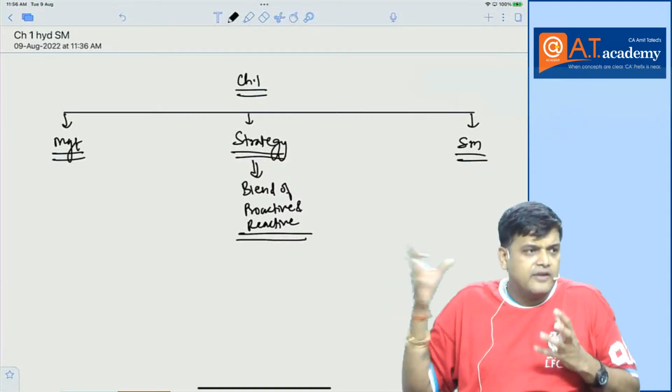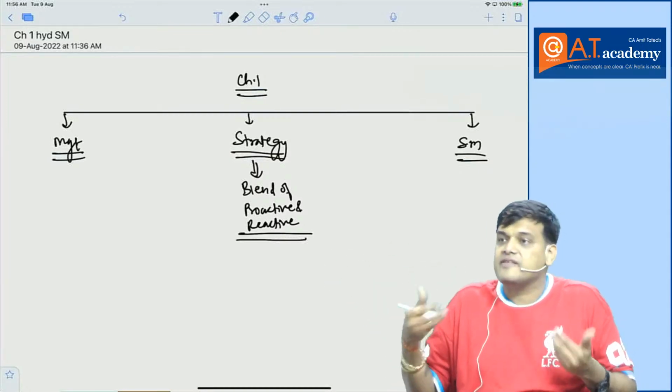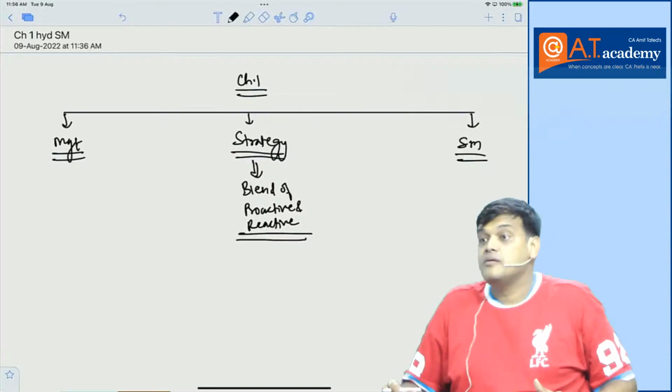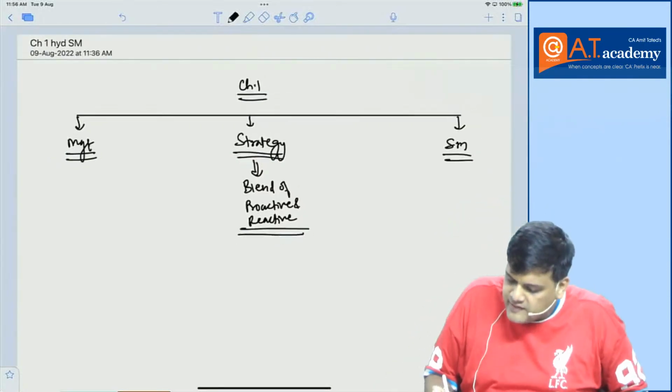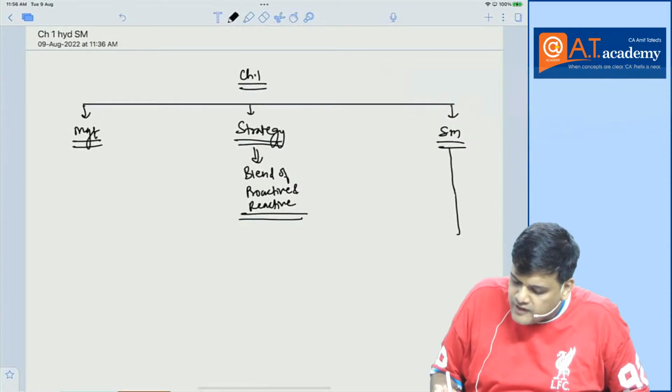First portion, management: we will discuss the definition. Second, we'll discuss strategy. In strategy, we'll discuss one question. What is that one question? Blend of proactive and reactive. Clear? And third point is SM. In SM, we have multiple questions. Look at the screen.